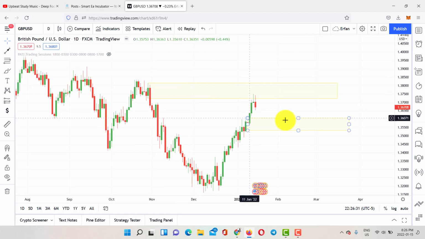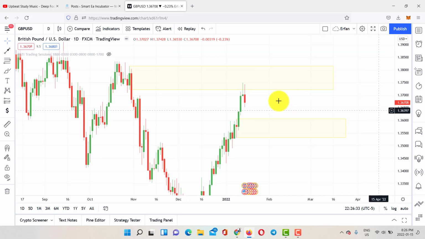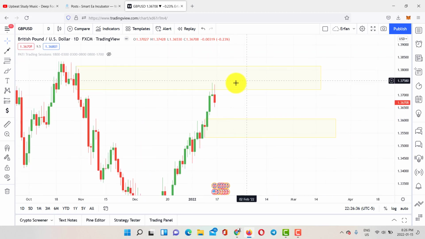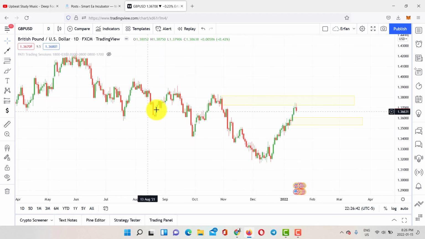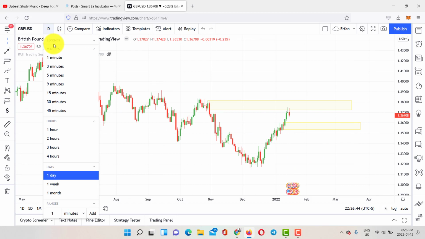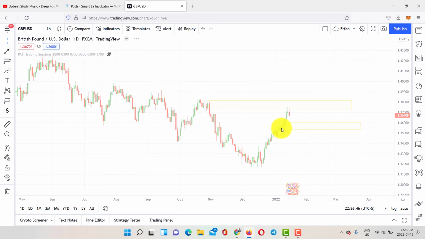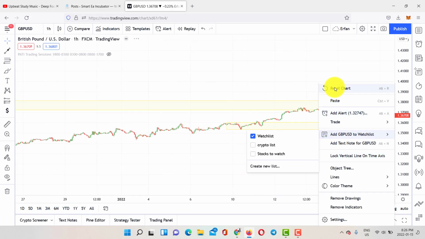I'm just saying that if you sell it here and it never taps into this order block again, then there's a high chance that the price wants to reach this level and then do something else, because we are going to trade according to the trend. So this is for daily. Let's go to 1 hour to see what's going to happen exactly.